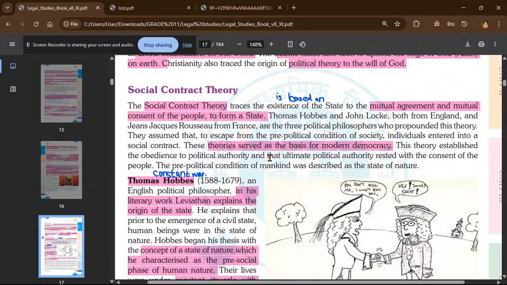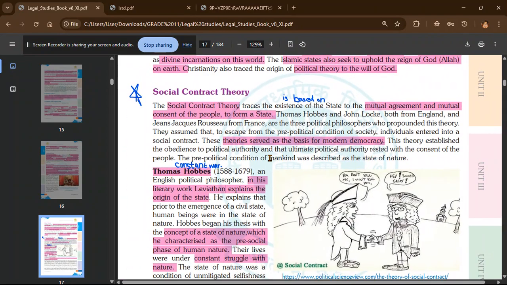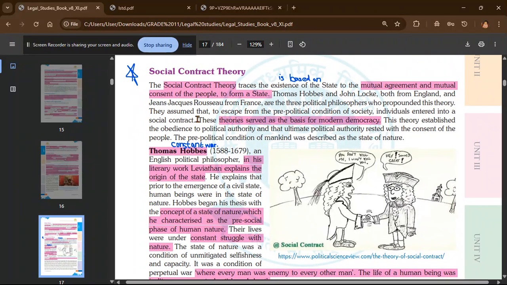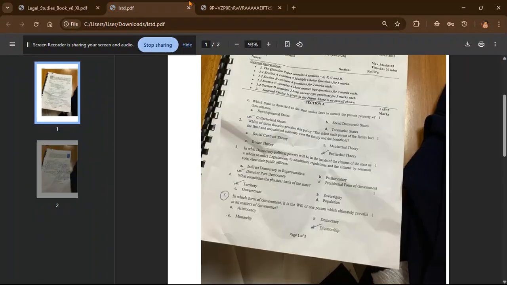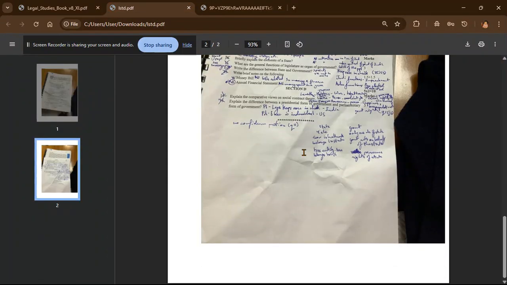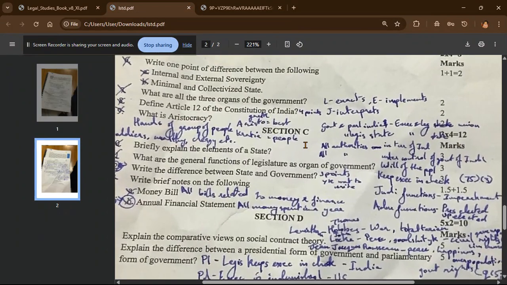Next we have the most important theory, which is the social contract theory. This theory is very important, so please mark a star beside it. It comes as a 5 or 6 marker in the exam. I'll show you your exam pattern also, and where this has come. It has come as a 5 marker here.